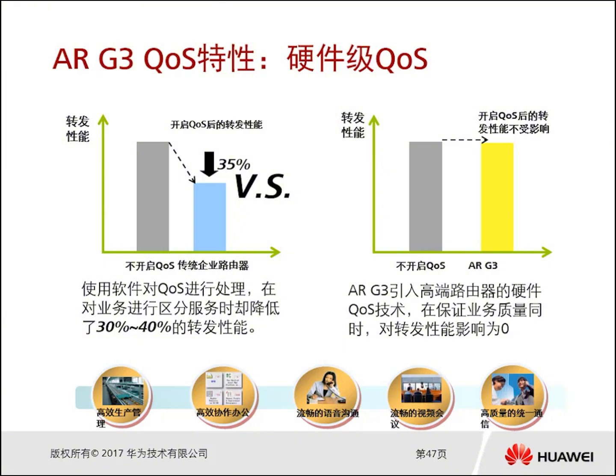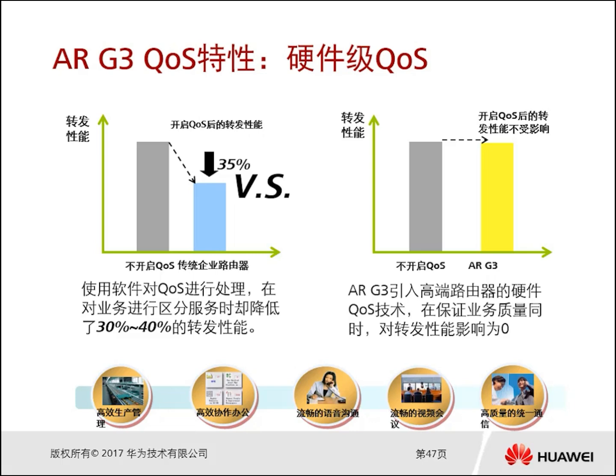So actually, the diagram is already very clear. Let's take a look at the traditional diagram on the left. If QoS is enabled, its forwarding performance will immediately decrease. There will be a straight line decline, reducing its performance by around 30% to 40%. But let's take a look at our AR router. After it's turned on, it can ensure the quality of our business at the same time. It has zero impact on the performance of its forwarding. It will not have any impact on your forwarding performance.